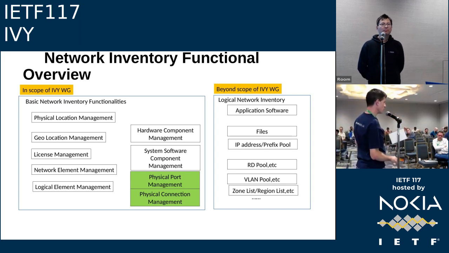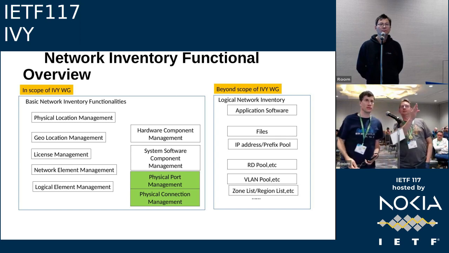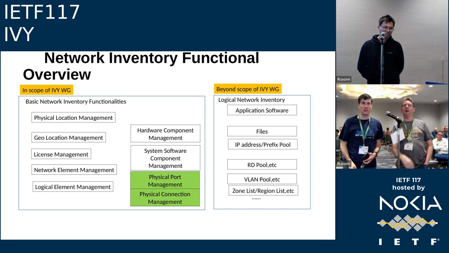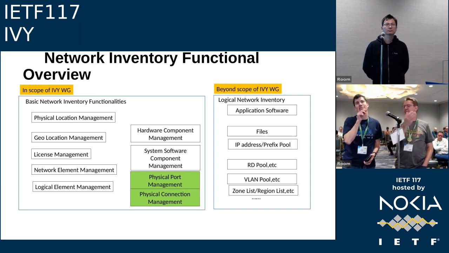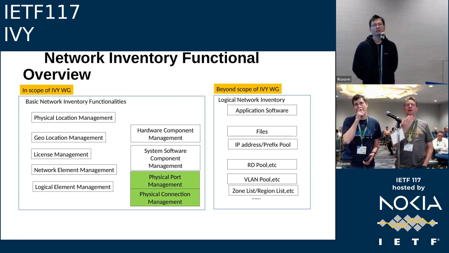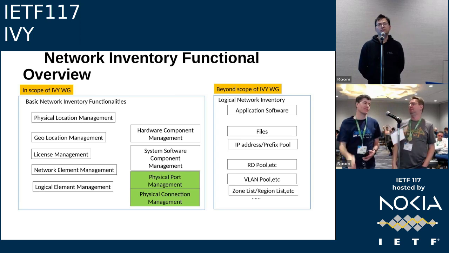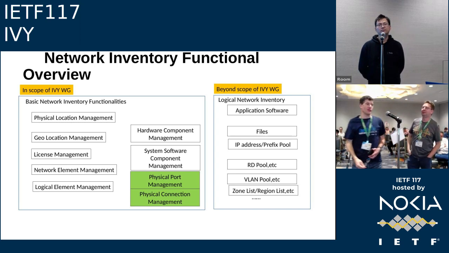Sorry, Thomas, can you clarify which specific work? Right. If we look at the slide deck, the right-hand side is beyond the scope of the IVY working group. This is also so-called network inventory, where you track the route distinguisher, IP addresses, and prefixes. So in which working group should this kind of network inventory be managed?